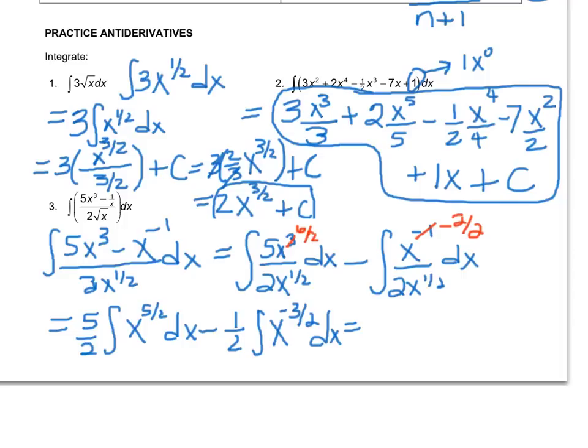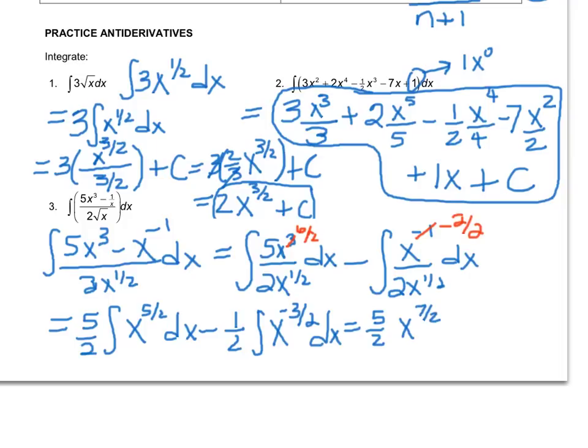So we're going to apply our power property for antiderivatives to come up with the correct antiderivative. So for the first integrand, we had the 5/2 out in front. If you raise the exponent by 1, add 1 to the exponent, it's going to be 5/2 plus 2/2, so that's 7/2.